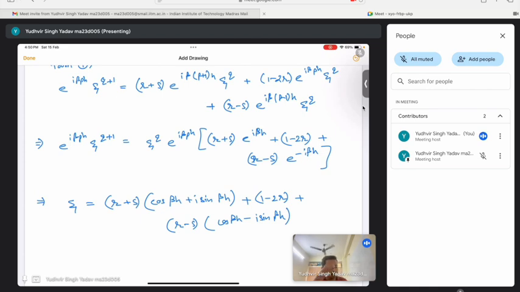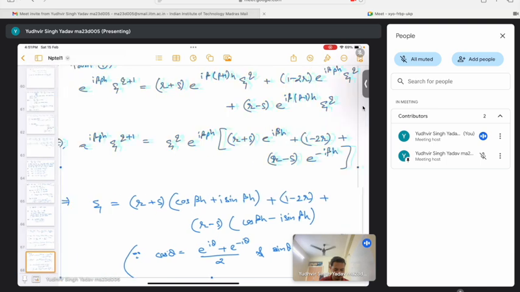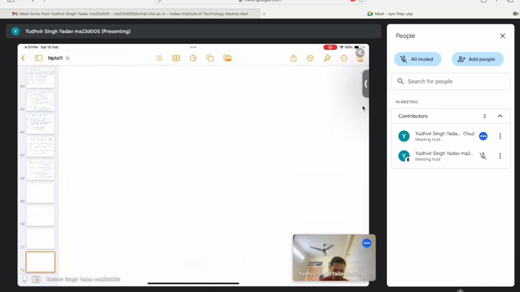So these are just the trigonometric representations of sine. That is, we know that cos θ is nothing but (e^{iθ} + e^{−iθ}) divided by 2, and for sin θ it is (e^{iθ} − e^{−iθ}) divided by 2i. So we have just used these results to simplify our equation.